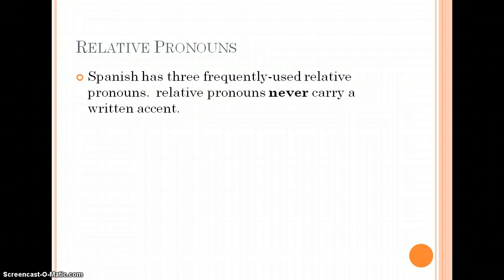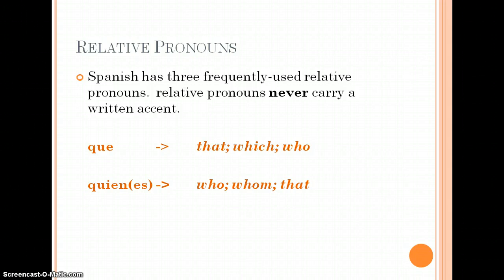There are three frequently used relative pronouns in Spanish. Unlike question words such as que or quien, our relative pronouns will never carry a written accent. That's one way we know that they are relative pronouns and not question words. There's que, quien or quienes, and lo que. We will look at each of these as we go through the podcast.